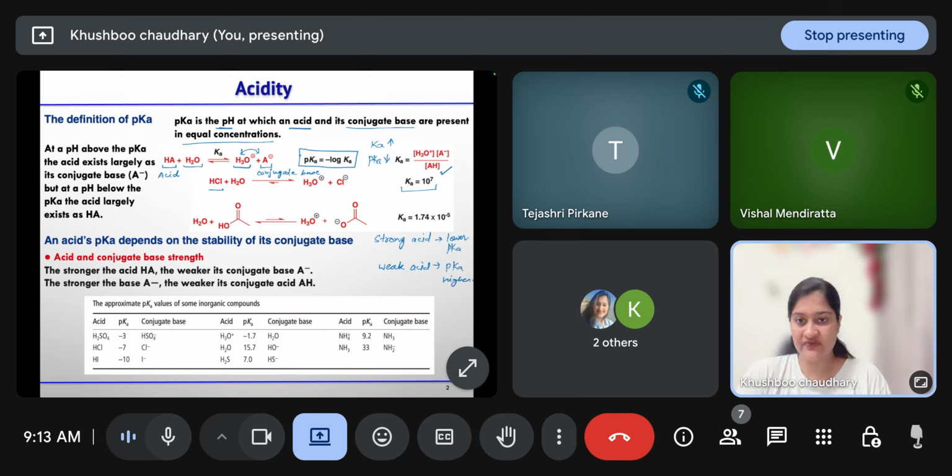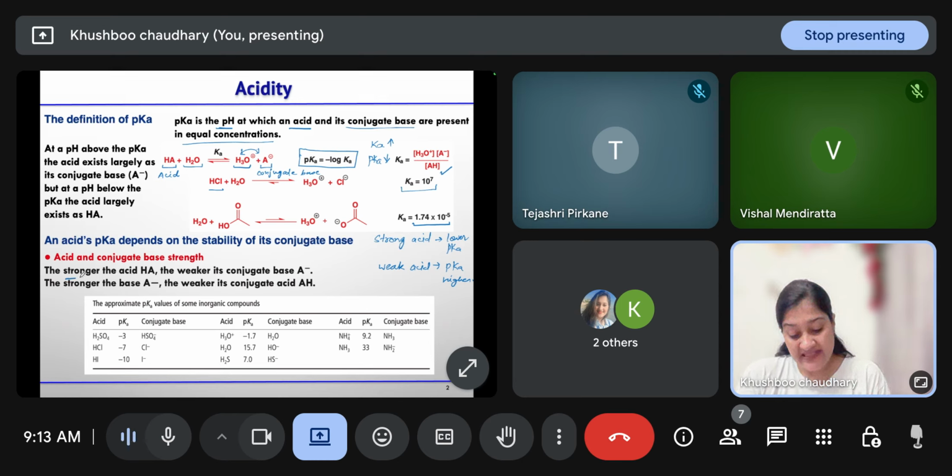Those values we will also see in the table. For acetic acid, Ka is very low, that means pKa will be high. If pKa increases, then the acidity of the species will decrease. Now, an acid's pKa also depends on the stability of its conjugate base.